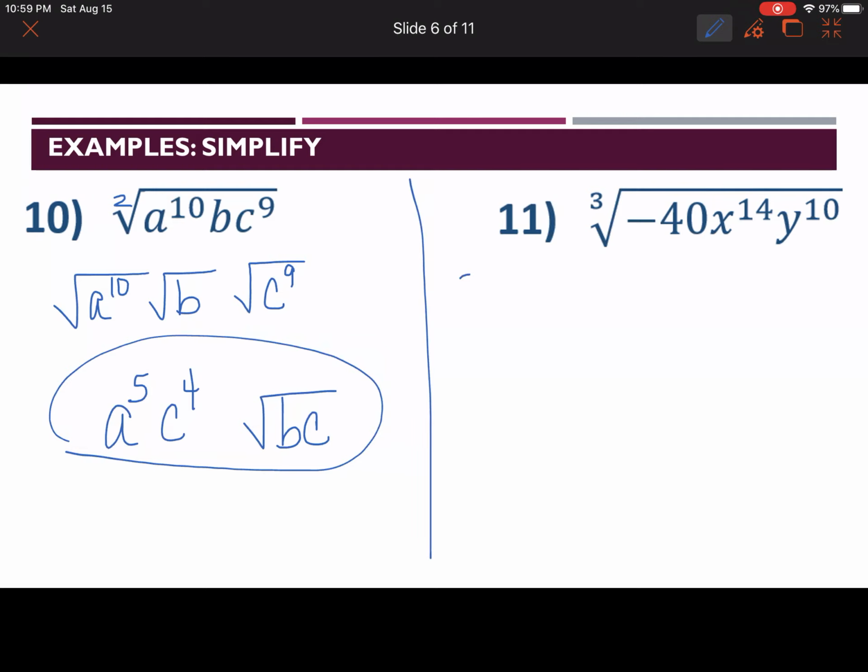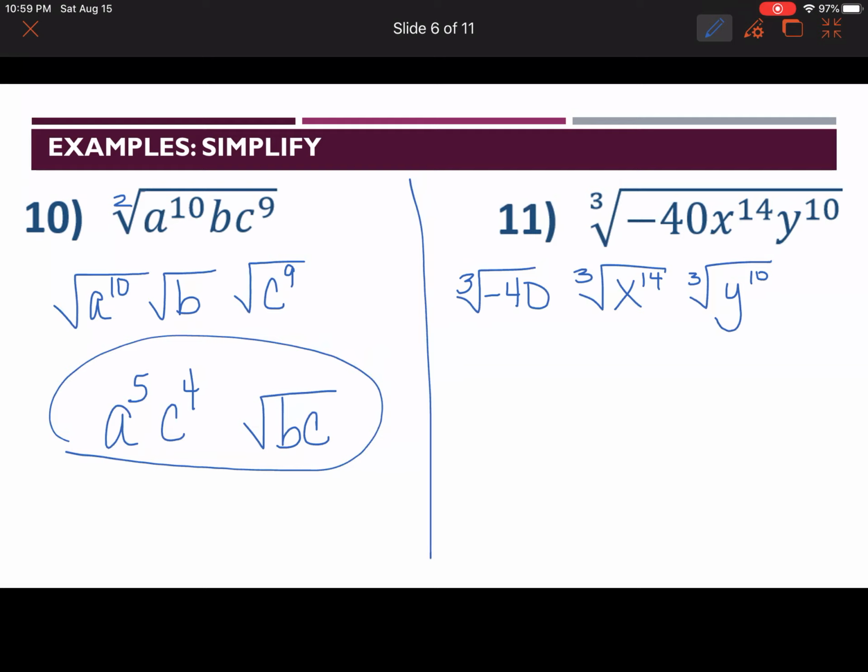Question 11. Again, I like to split things apart so I can remember that I'm looking at each one individually. So it is a negative and the index is odd. So we're going to take the negative out.